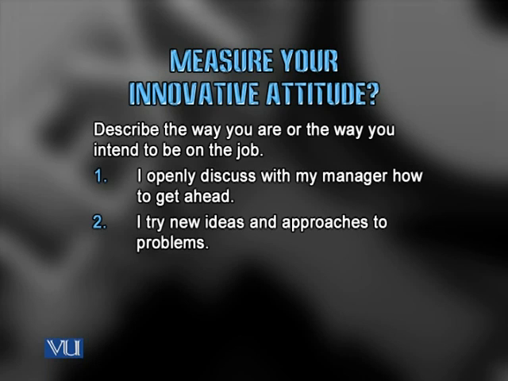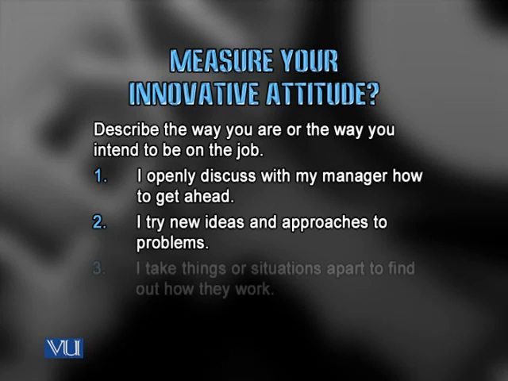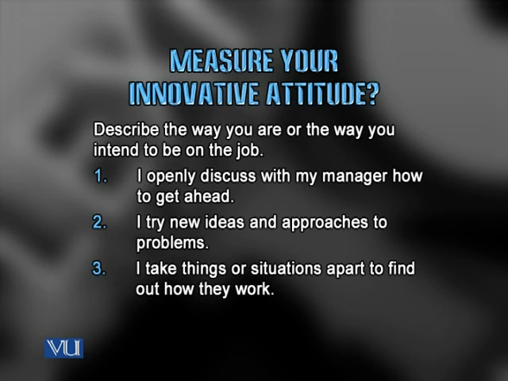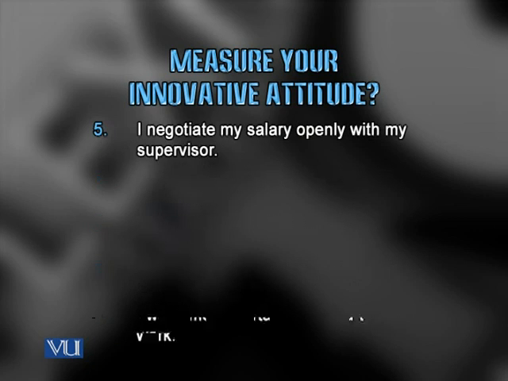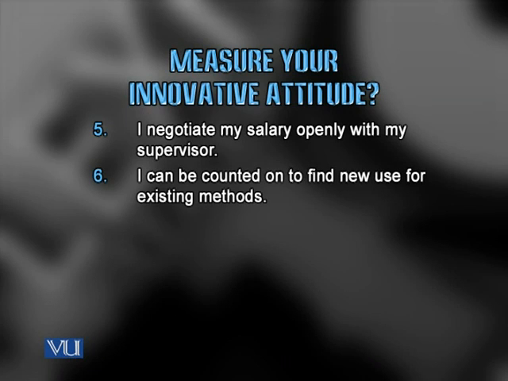Number 2, I try new ideas and approaches to solve problems. Scale 5 to 1. Remember that? Number 3, I take things or situations apart to find out how they work. Break them apart, develop a scenario, put them again. Number 4, I welcome uncertainty related to my work. Number 5, I negotiate my salary openly with my supervisor. Number 6, I can be counted on to find new use for existing methods. You can depend on me. I repeat, I can be counted on or you can depend on me to find new use for existing methods.